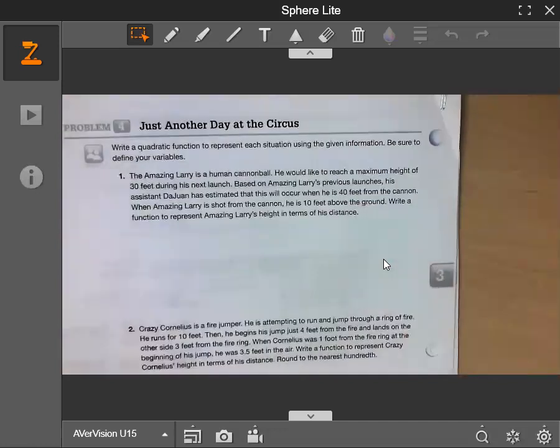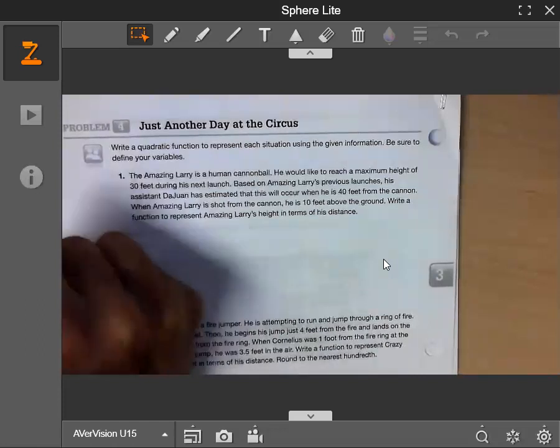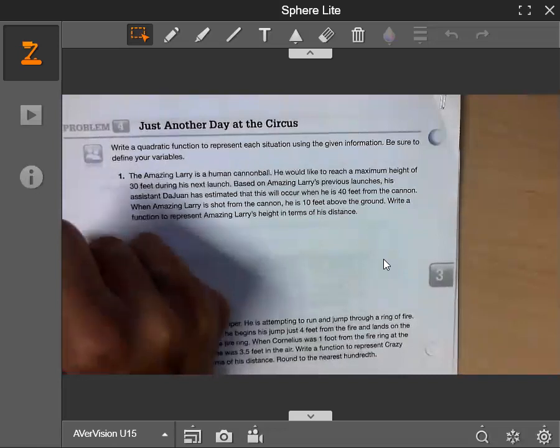It says, the Amazing Larry is a human cannonball. He would like to reach a maximum height of 30 feet during the next launch. Based on Amazing Larry's previous launches, his assistant DeJuan has estimated that this will occur when he is 40 feet from the cannon. When Amazing Larry shot from the cannon, he is 10 feet above the ground. Write a function to represent Amazing Larry's height in terms of his distance. So we're going to want to really think about what information they're giving us about the quadratic here. So I'm going to go ahead and draw our cannon here and draw a picture just so you see what is happening.